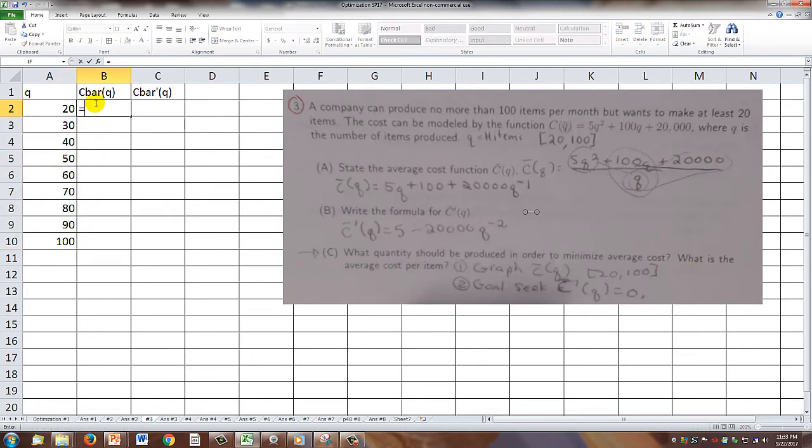And I'm going to type in my C bar function. Now, you could make an argument, why don't we type this cost function in and then divide by Q to make it easier? But I just decided to do it this way. So I'm going to type in this average cost function right here. So that's 5 times Q plus 100 plus 20,000 times Q to the negative 1.